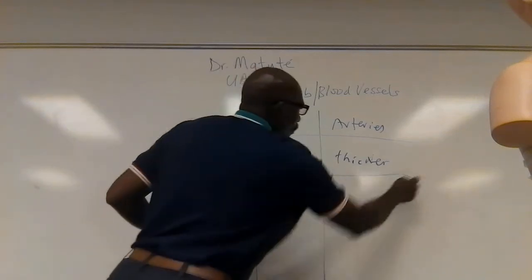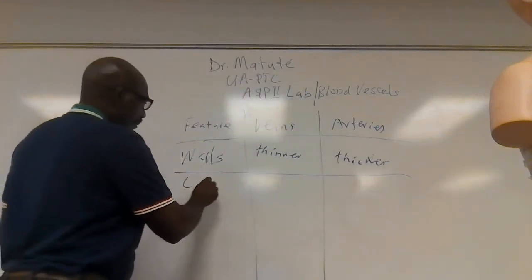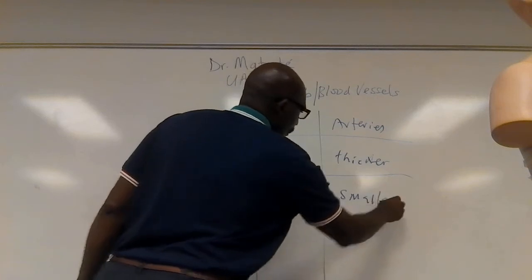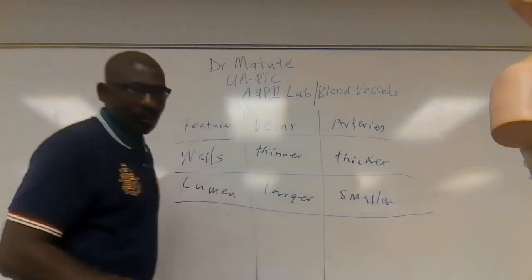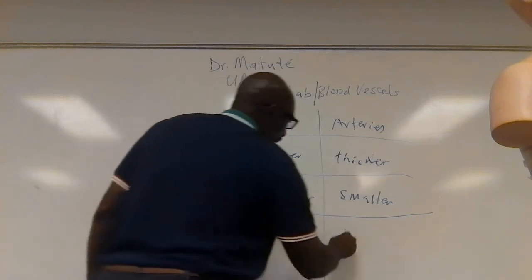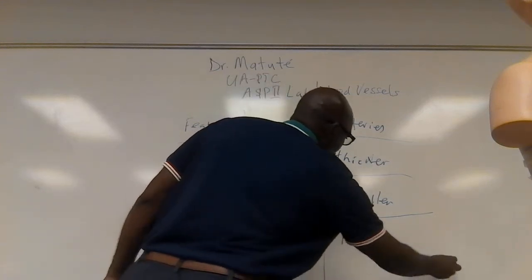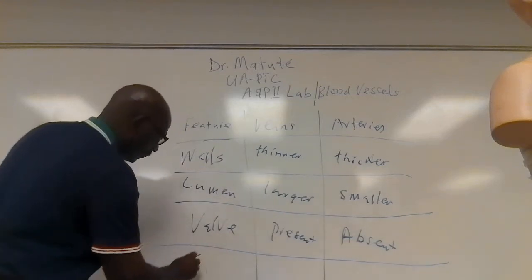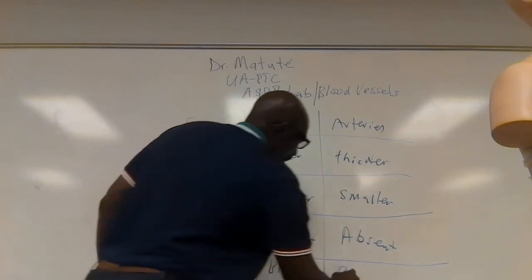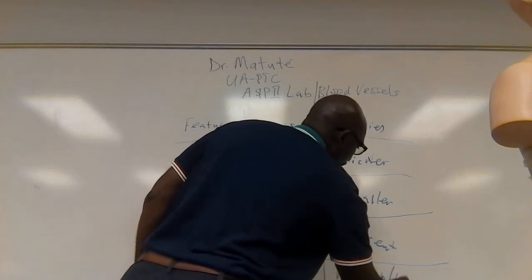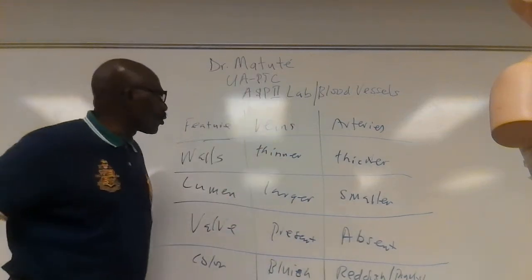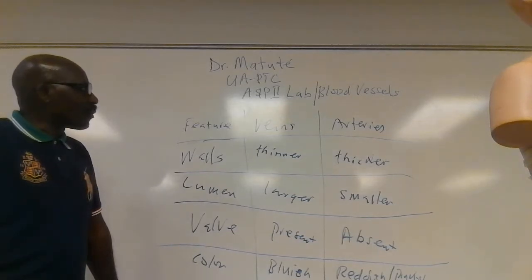The next thing we want to look at is the lumen, the cavity. The lumen is larger in veins, smaller in arteries. The presence of the valve: present in veins, absent in arteries. Color: veins are generally bluish, and arteries reddish or pinkish. So this is a good summary of some major differences between arteries and veins.